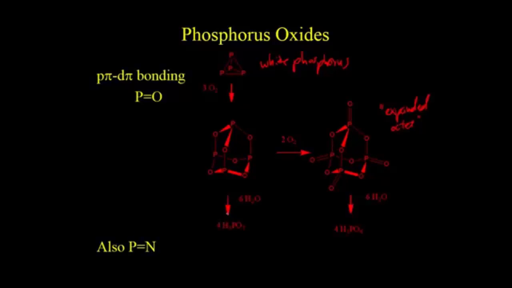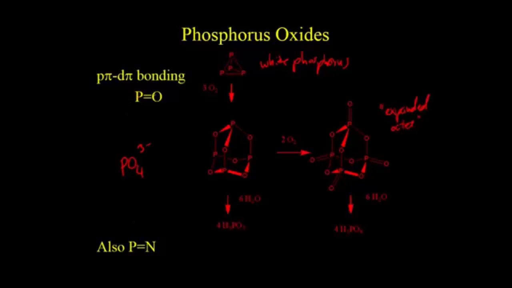And then if we react with water, we make weak acids, phosphorus acid and phosphoric acid. Besides clusters of phosphorus oxides or phosphates, we can make chains of phosphates. Phosphate is important for biological systems. For example, DNA has a phosphate backbone.